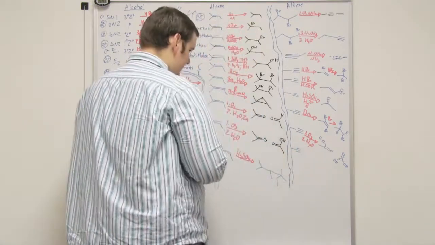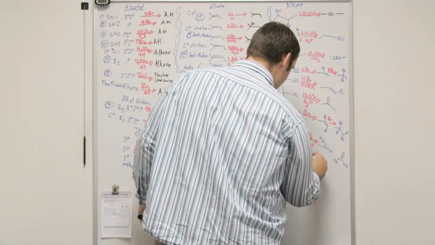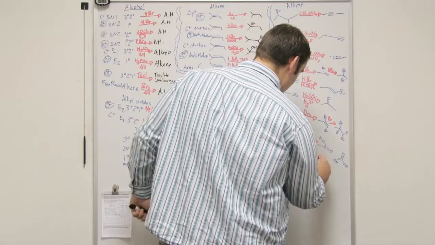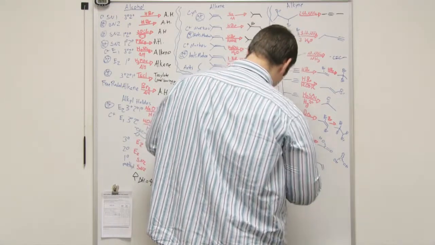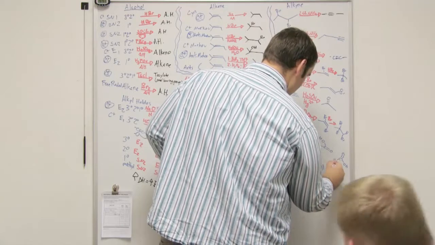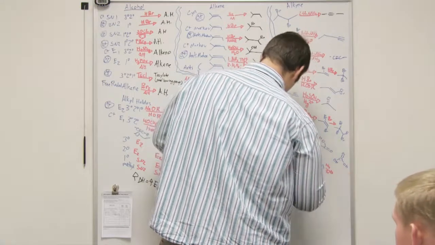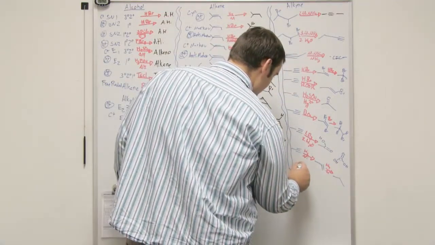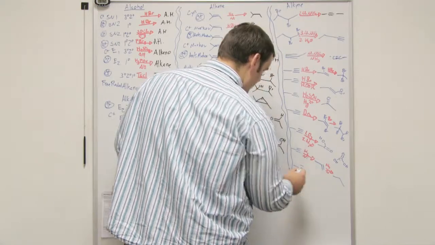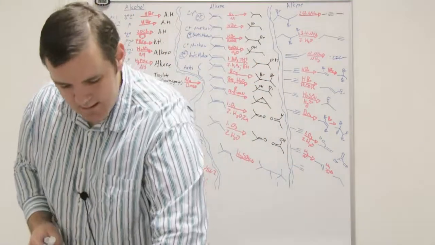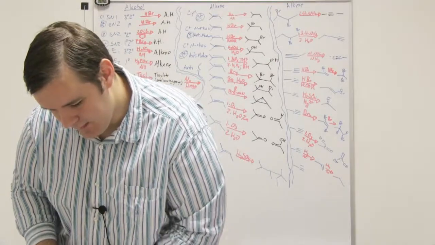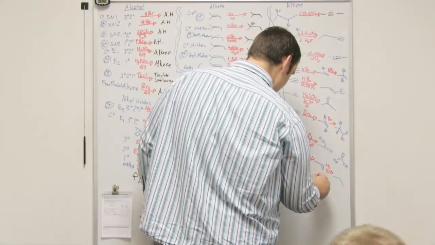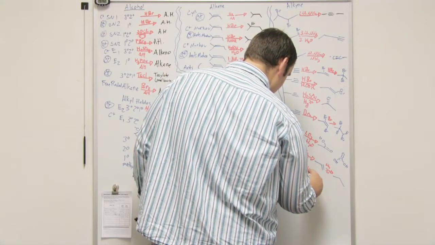So then if we have our triple bond and we add H2 with some sort of nickel, we can get down to a double bond. And if we add it again, we can get it down to our alkane. If we want to stop at a double bond, we can add H2 with Lindlar palladium.